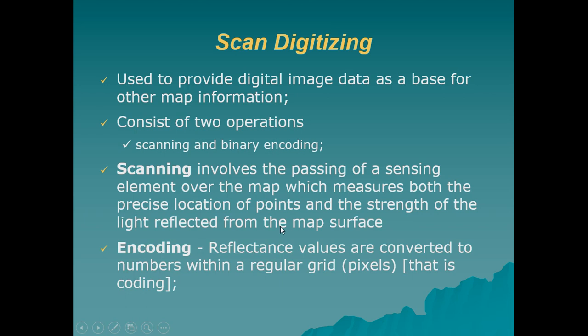Once that information is collected, it has to be given a value, it has to be given relevance. That's where the encoding comes in. The reflectance values are converted to numbers within the pixels, and that is what we call encoding. You all should understand this principle by now, because remember, scanning produces raster data, and when we have raster data, each one of those cells must be encoded with a value.